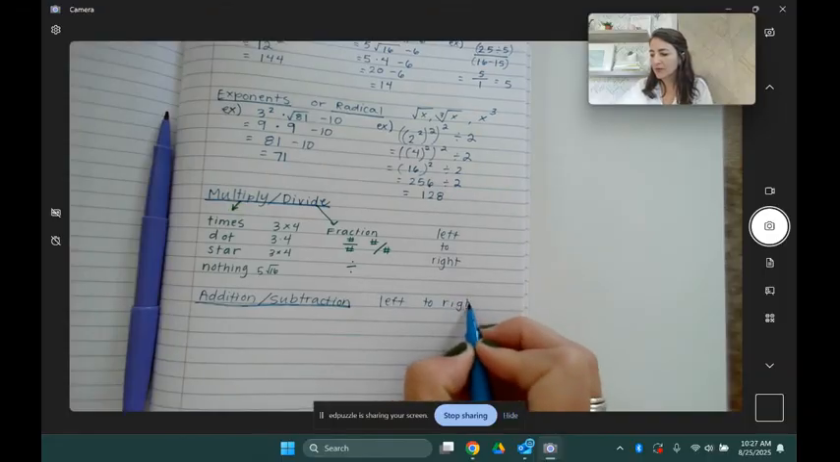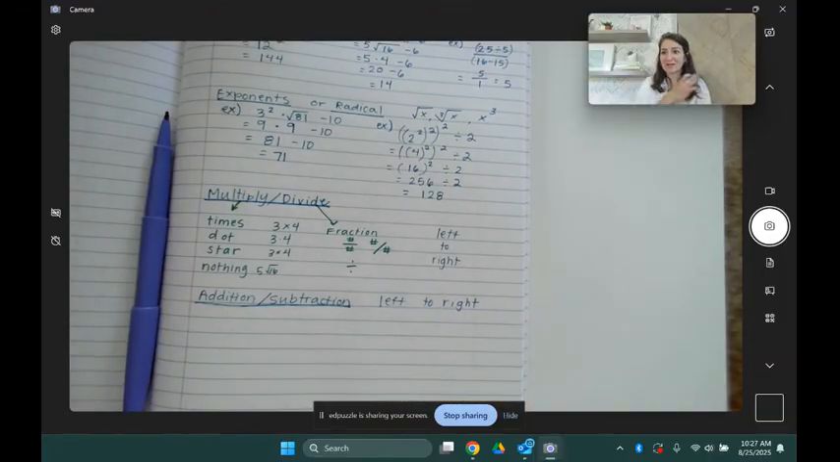Like once you've simplified all the other things above it, and let's say I just have a huge line of addition and subtraction things, which one do I do first? Start just like you're reading. Start at the left and go to your right.